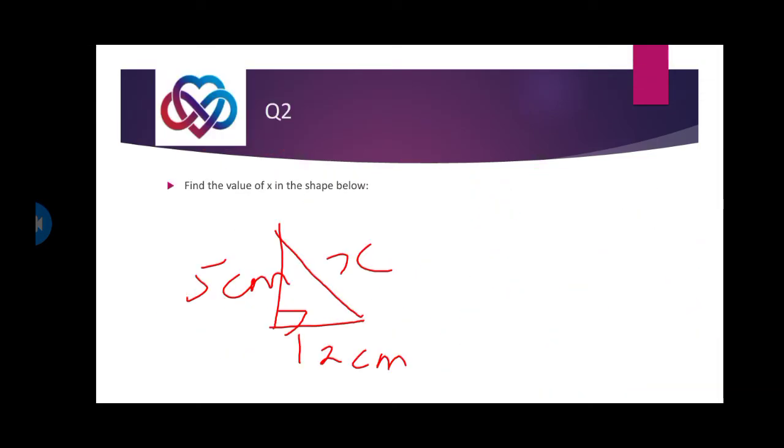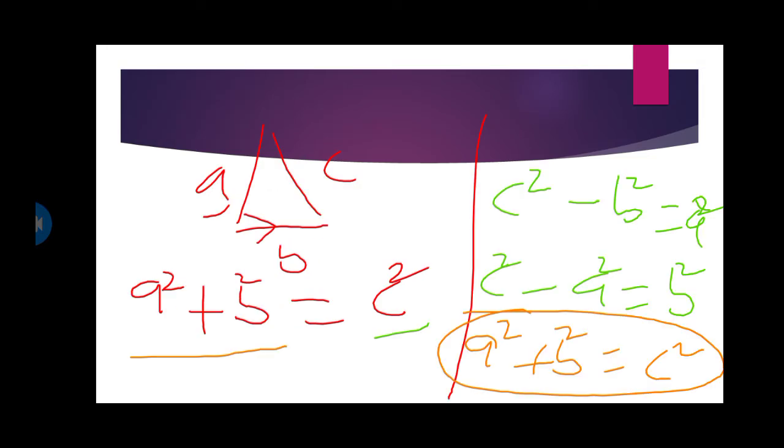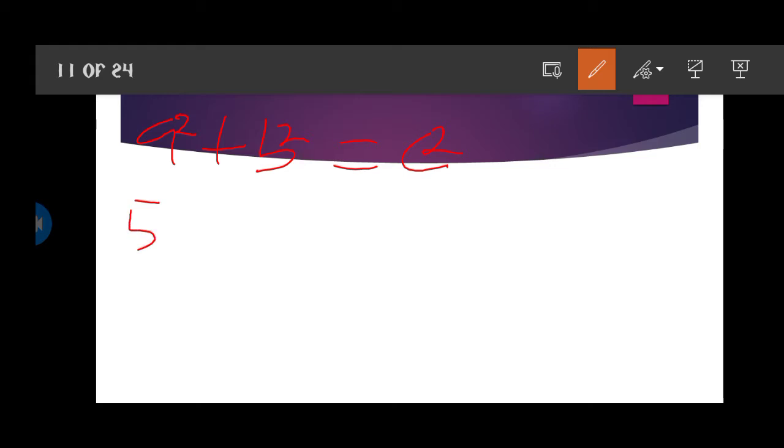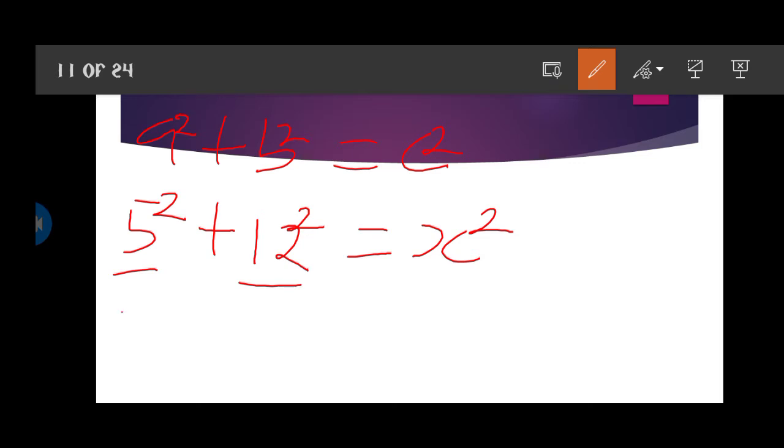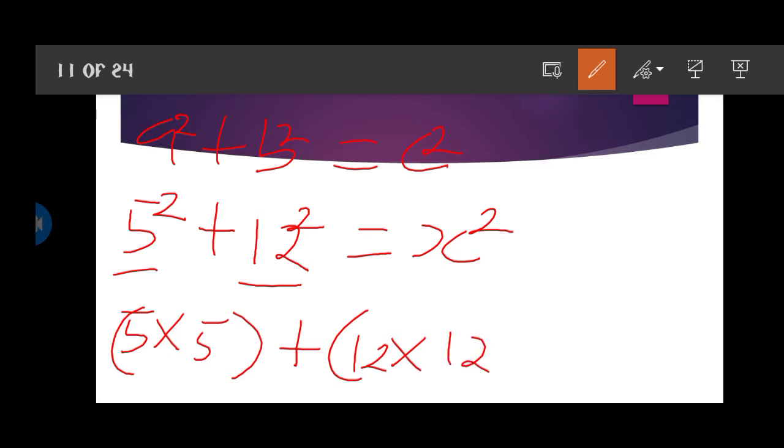What's the formula now? a square plus b square equals c square. Now what's our a? Our a from this point is 5 centimeters. Our b is 12 centimeters. So our c is x. So this one is going to be 5 square plus 12 square equals x square. Simple, right? 5 square means 5 times 5, plus 12 square is 12 times 12. Get it? So if that is the case, we'll continue.